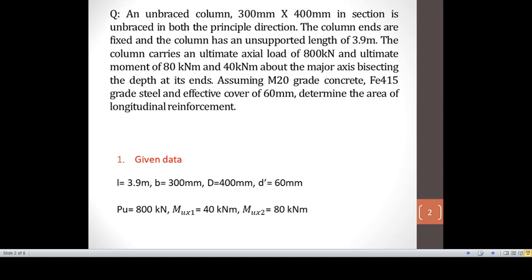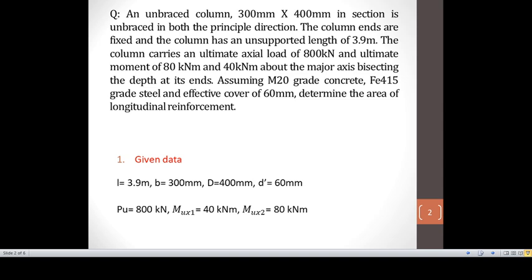So in this question it is clearly mentioned the column is unbraced, so it may undergo lateral drift or sway. Its dimension is 300 mm by 400 mm, so the cross section is a rectangular section, and it is unbraced in both the principal directions, that is about the x axis and y axis. That is, sway or lateral drift is possible in both x and y direction.